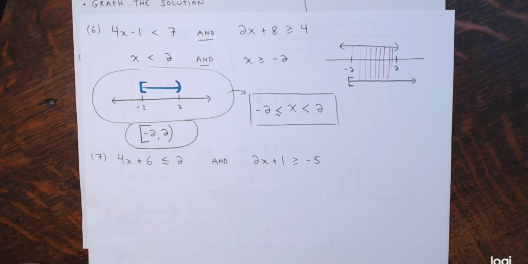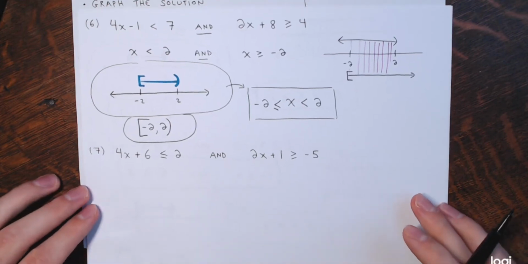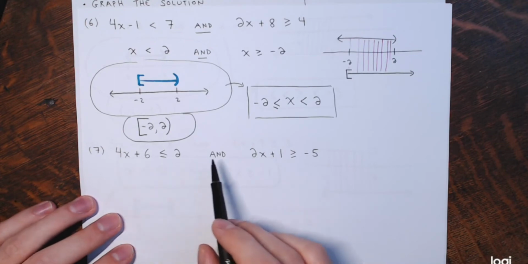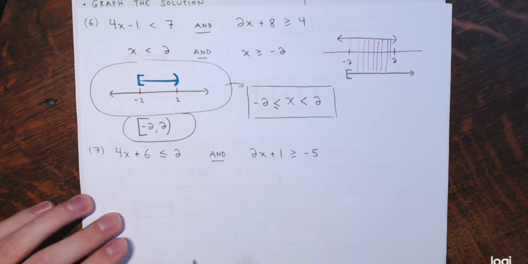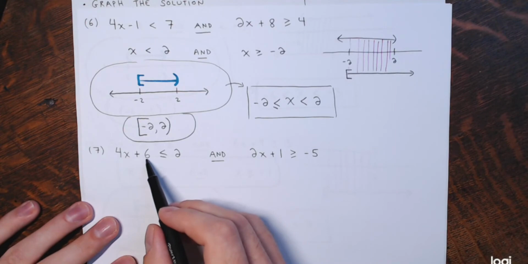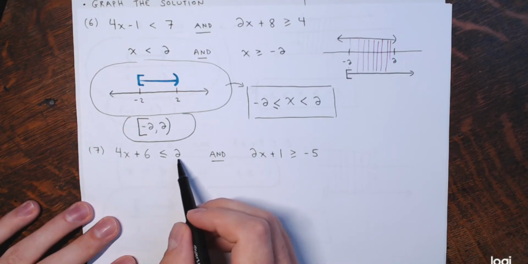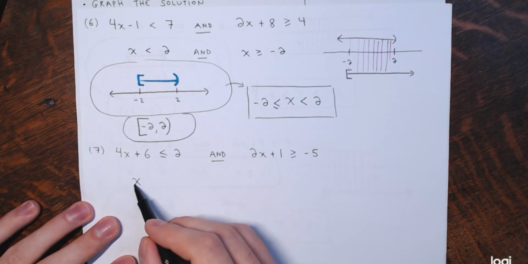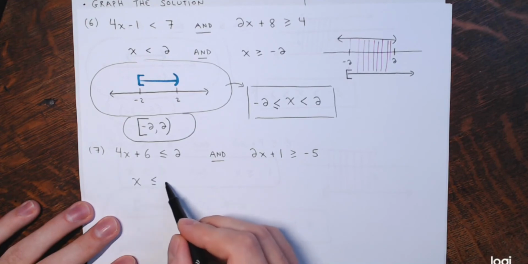Okay. Example 7. Very, very similar. Same setup. We'll solve both and then look for the numbers that satisfy both at the same time, with the word and in the middle there. So this side, subtract 6, that would give me -4, and then divide by 4 gives me -1, and the inequality would not flip.